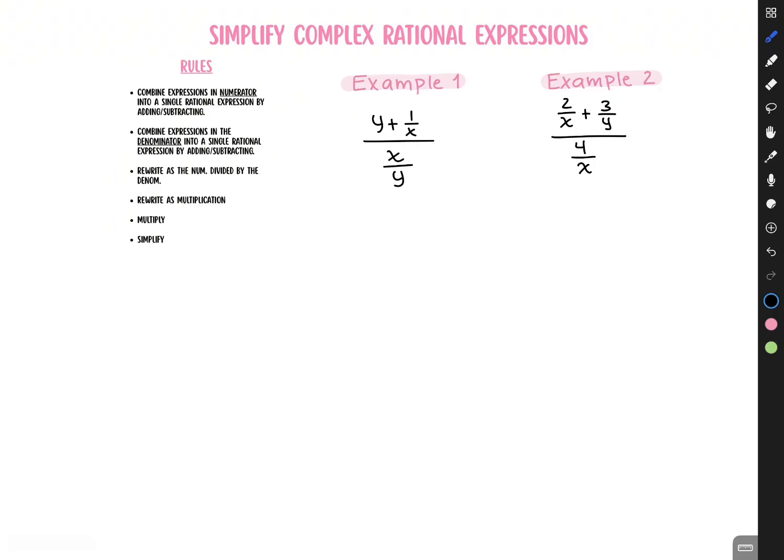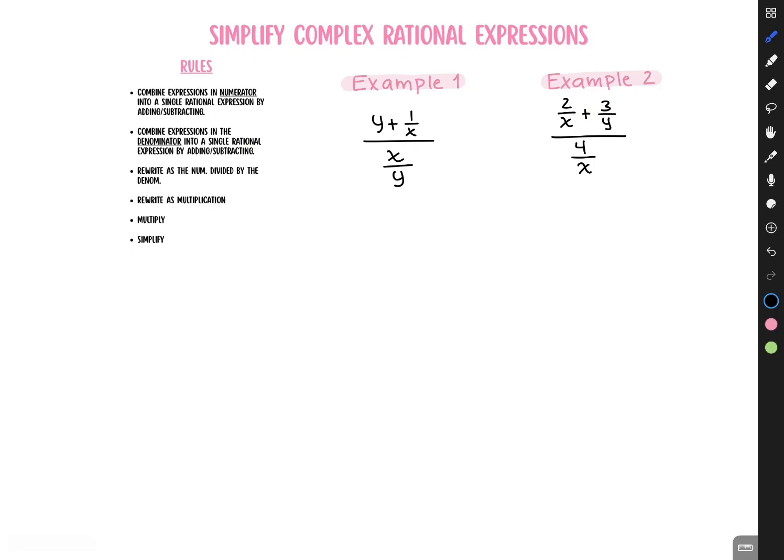I think it's important to mention the rules. First, we need to combine the expressions in the numerator into a single rational expression by adding or subtracting. Then we need to do the same to the denominator if necessary. Then we need to rewrite this as numerator divided by denominator, rewrite as multiplication, multiply, and simplify. Sounds like a bunch of rules, but it's actually very simple. Let's start with example number 1.